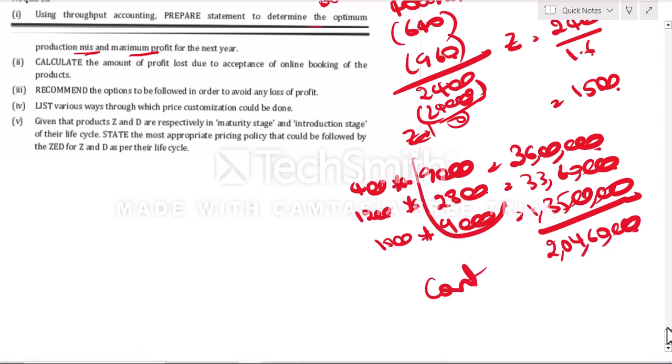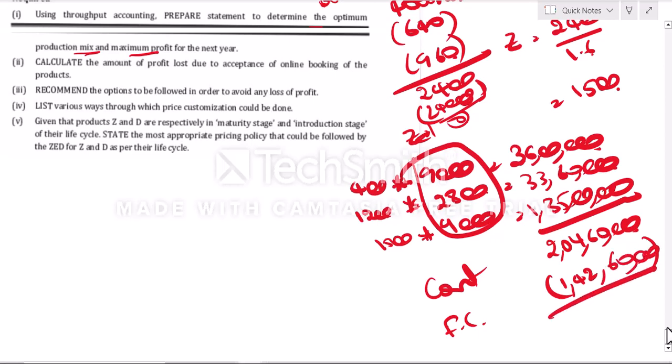These are all contribution. So we need to reduce the factory cost to obtain the profit. What is the factory cost they have given? 1 crore 42 lakhs 60,000. If we subtract, 2 crore 4,60,000 minus 1 crore 42 lakhs 60,000, we will arrive at 62 lakhs. Okay, this is the maximum profit that they can earn through this method.